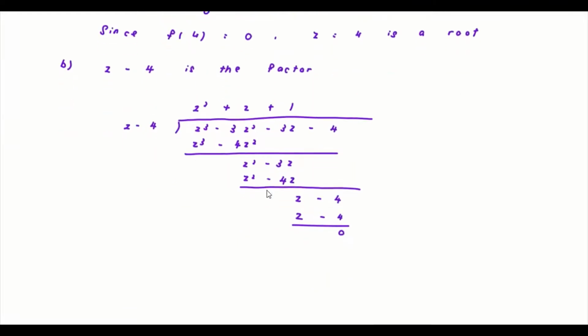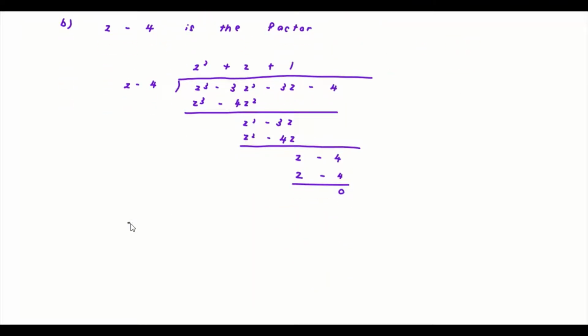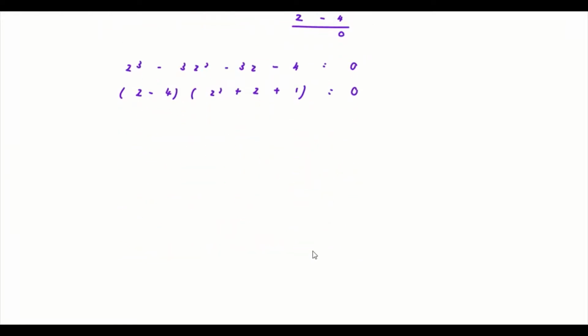Now if you want to solve this equation z cubed minus 3z squared minus 3z minus 4 equals 0, it will be equal to z minus 4 multiplied with z squared plus z plus 1. Now we are going to solve this, then we can get our answer. For the first one, it's going to be easy. z minus 4 equals 0, so z equals 4. This is the real root from the linear factor.